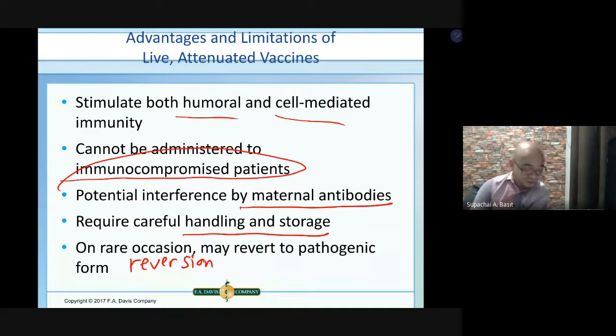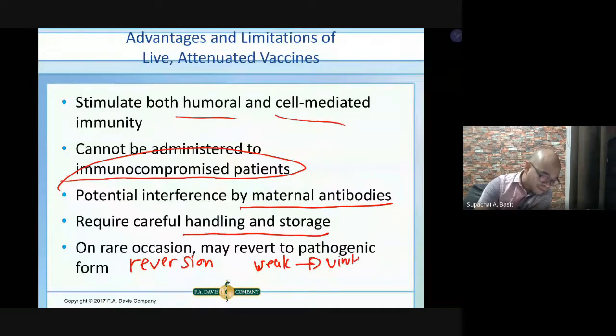When we say reversion, from being weak, the organism can become virulent. That's dangerous, and if it becomes virulent, then it can cause disease. So imagine, you give a person live attenuated polio virus. Instead of being protected from polio, the vaccination results in the development of polio. So that's reversion. But it happens in 1 in 1,000,000 cases. But what if you are that one out of the million?